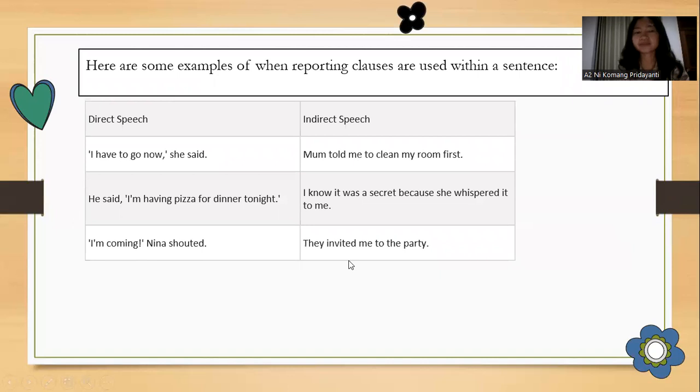Okay, so here are examples of when reporting clauses are used within a sentence. For direct speech: I have to go now, she said. And then: he said, I'm having pizza for dinner tonight. Okay, and for indirect speech, for example: Mom told me to clean my room first. And then another example is: I know it was a secret because she whispered it to me. And then last is: they invited me to the party.